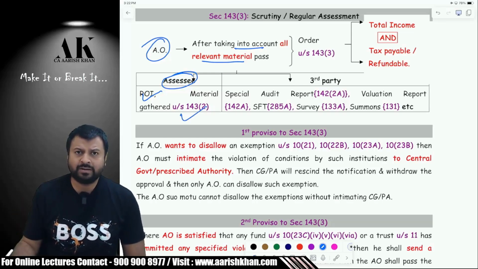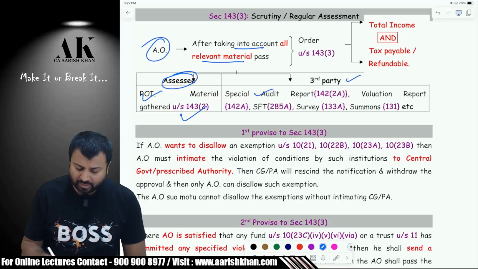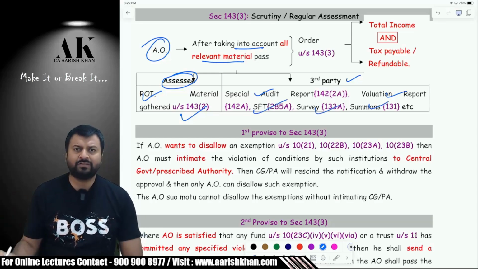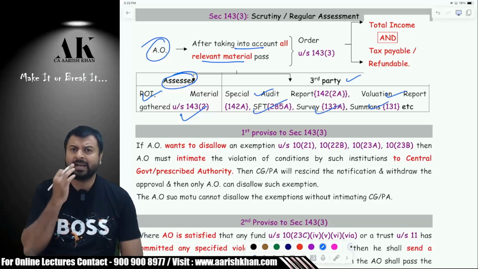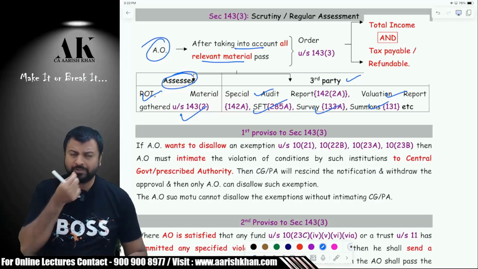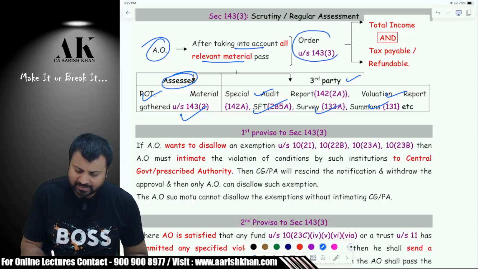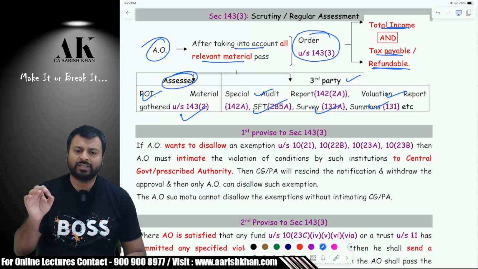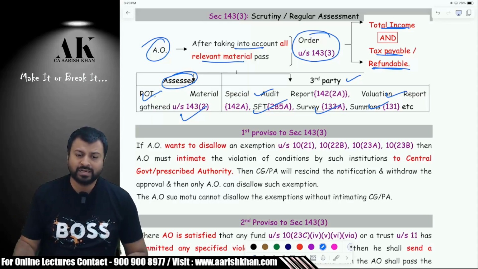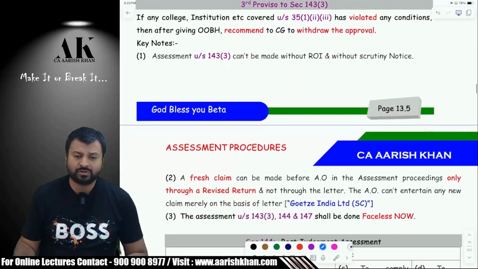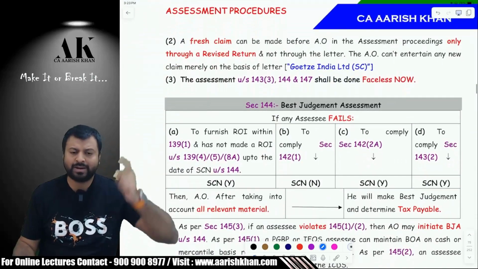Further, the relevant material may also come from third parties, like a special audit report, valuation report, summons, survey. SFT can also be a relevant report, and AIS can also be a relevant report these days. Okay, so the AO will consider all these reports and will pass an order, determine total income, and determine the tax payable and refundable for the assessee. Is it clear? I hope it is clear. Now, some very important issues which I would like to address. Then I will again come back to the previous page.